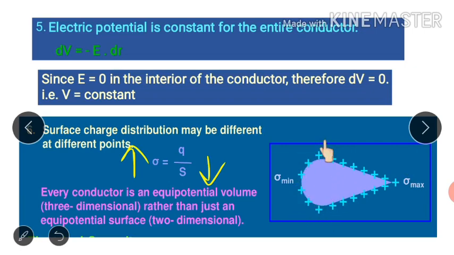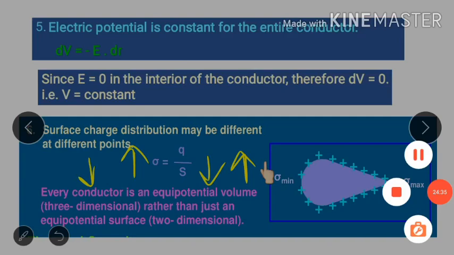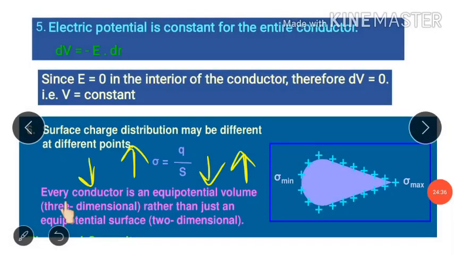But if we talk about this particular area, the surface area is more, and if surface area is more, surface charge density will be less, because they are inversely proportional to each other. So if you have different types of distribution, or different types of areas, as per the area the surface charge density will also change. That's why it is written here: surface charge distribution may be different at different points.